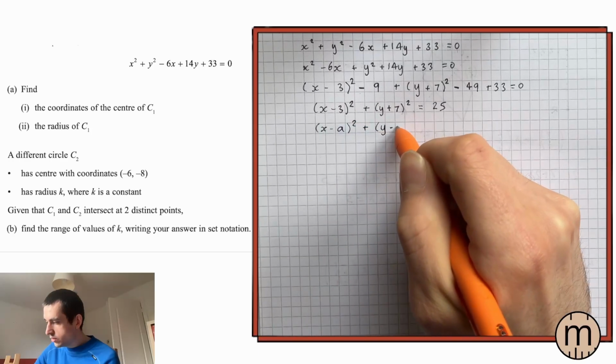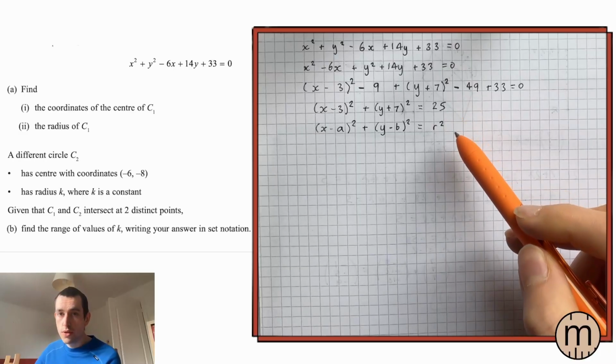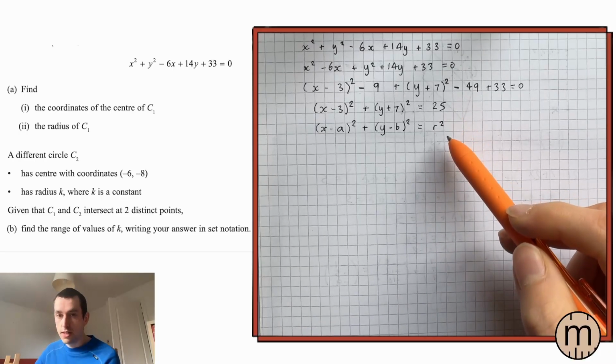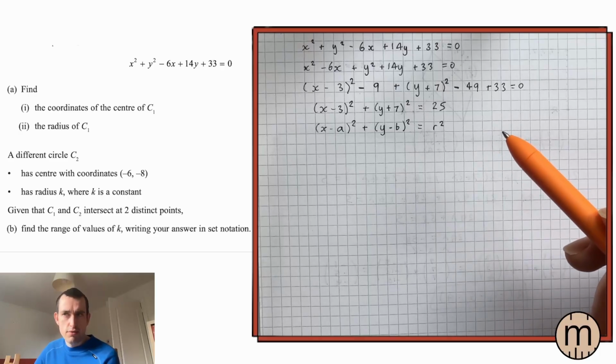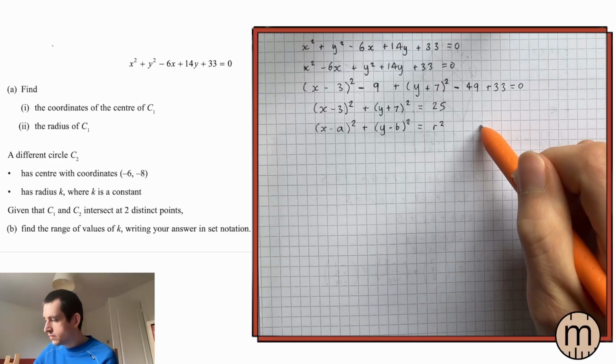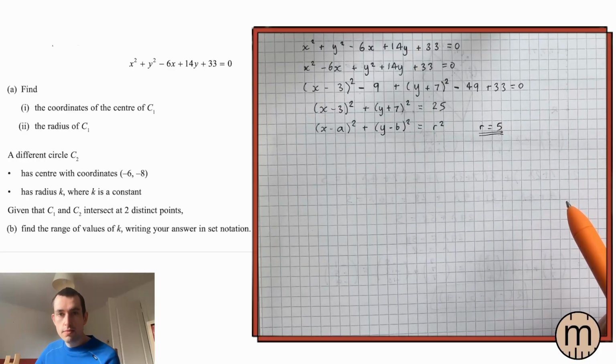Remember, this is the general equation for a circle. So as soon as I see 25, I'm quite happy because that means that r is going to be 5. It's not going to be minus 5 because, of course, a negative radius doesn't make any sense. So the radius is equal to 5.